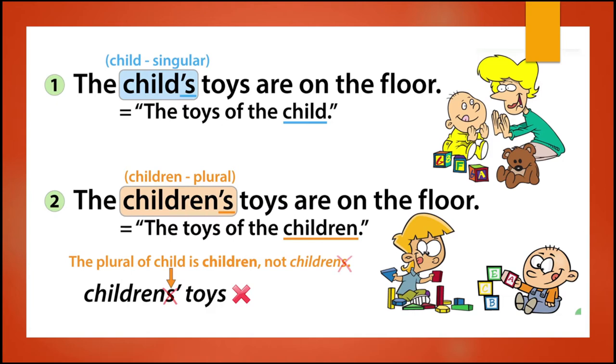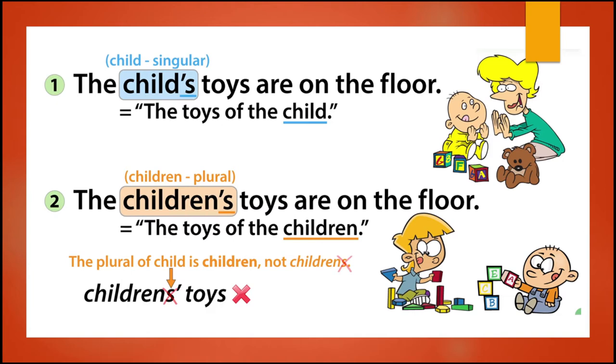And now there's only one baby or there's only one child here. But in the second sentence, it shows there are two children. So child is singular and the plural of child is children. So the children's toys are on the floor. The same meaning, the toys of the children.